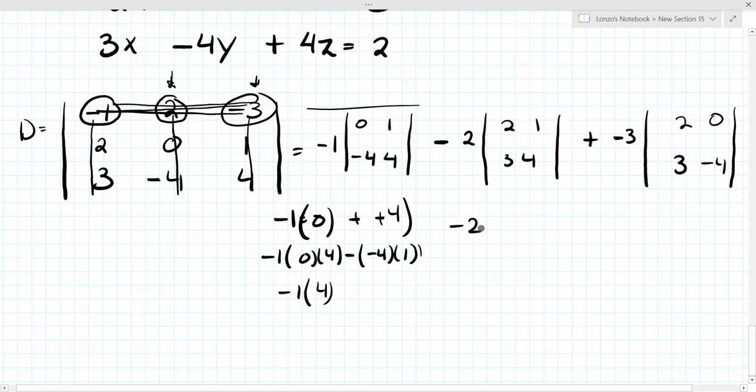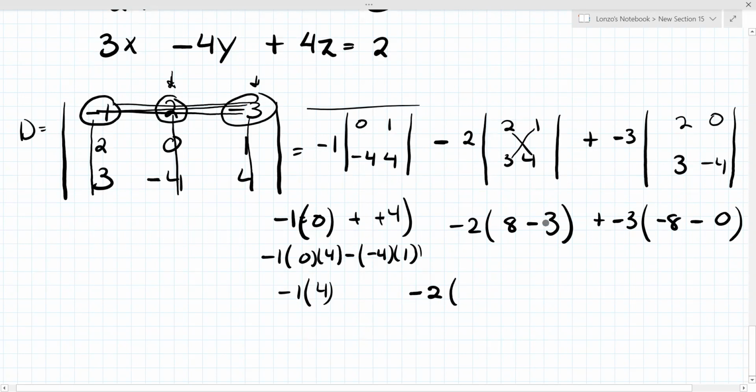So this would be -2. And then I'm going to just do this in my head. 4 times 2 is 8 minus 3 times 1 is 3. Over here, plus a -3. So 2 times -4 is -8 minus 3 times 0 is 0. So this is -2, and then 8 minus 3 is 5. And then over here, this is a plus -3, and then -8 minus 0 is -8.